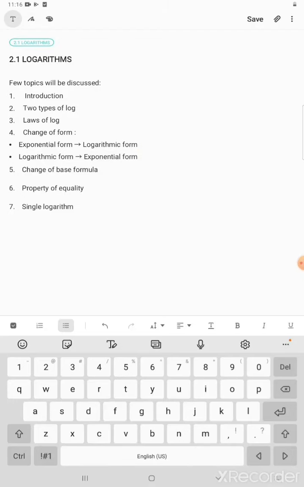Today we'll be learning new chapter 2, Logarithms and Radicals. We will begin with 2.1 Logarithms. Few topics will be discussed. Number 1, introduction. Number 2, two types of log. Number 3, laws of log.